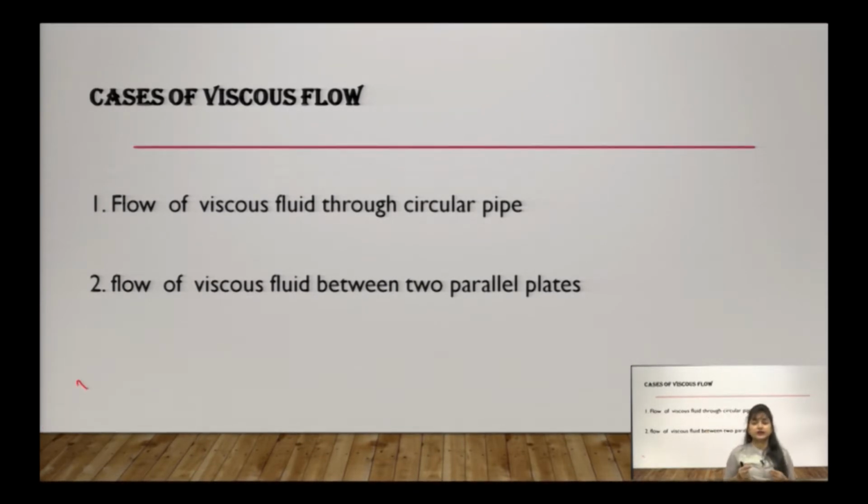There can be two normal cases: the flow of viscous fluid through a circular pipe, and another case with two parallel plates. Let us suppose this is plate number 1 and this is plate number 2. If fluid is flowing in laminar or viscous flow between these two parallel plates, what parameters are we going to calculate for that flow? First, we begin with the flow of viscous fluid through a circular pipe.